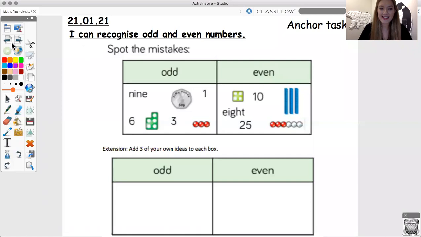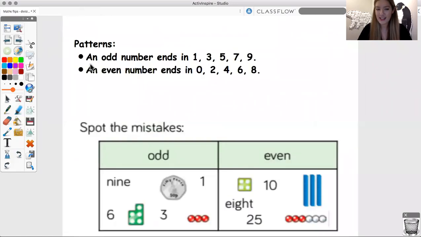Well done for completing that. So let's go through it together. So we've got our pattern here. Odd numbers end in 1, 3, 5, 7, and 9. Even numbers end in 0, 2, 4, 6, and 8. So spotting the mistakes. Let's look at the odd numbers first. So I'm just going to get a pen up. So let's have a look.